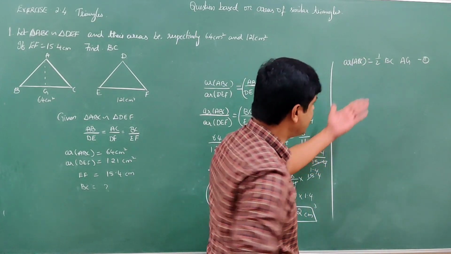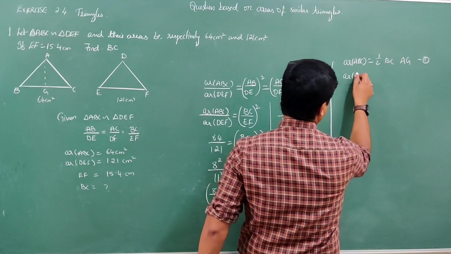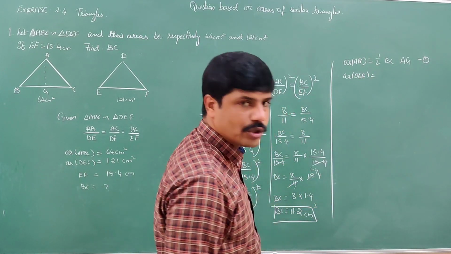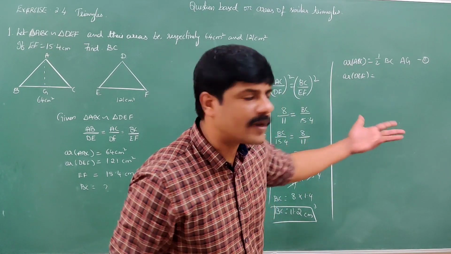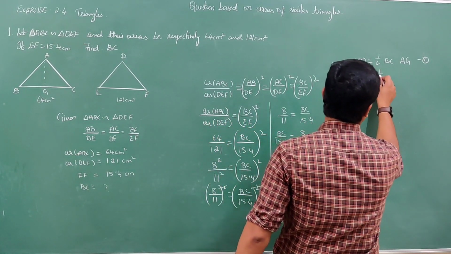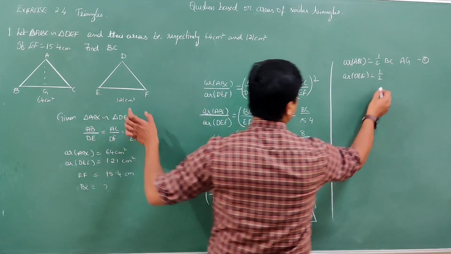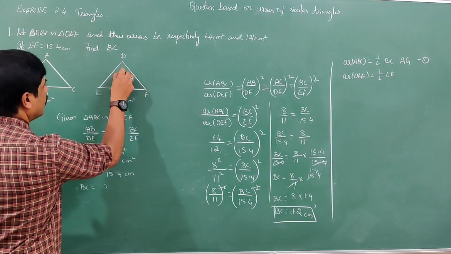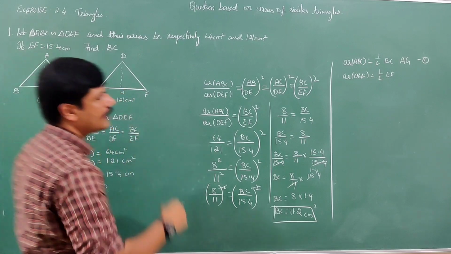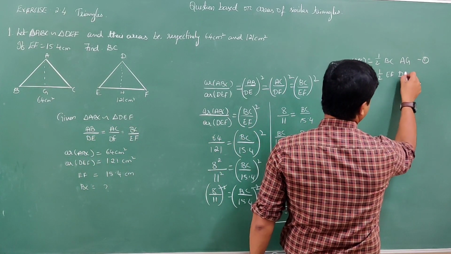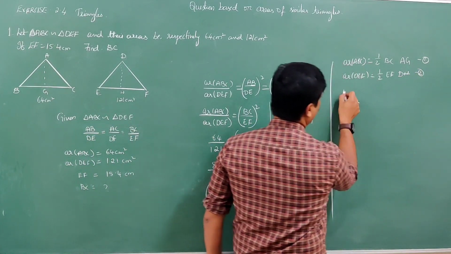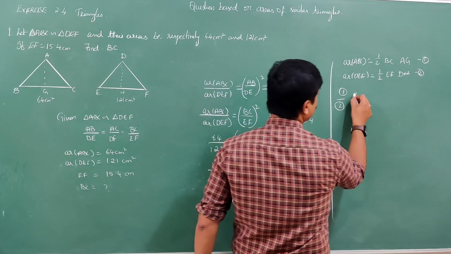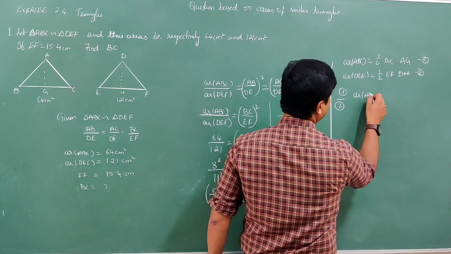What I'm saying is not possible. Area of DEF, in this way, it is not possible to solve. Okay, so that's why we have used this. But we are trying whether it is possible or not anyway. Half into what is the base here? EF. Height, let it be DH. Make this as 1 by 2, so that you will get the ratio of the areas.